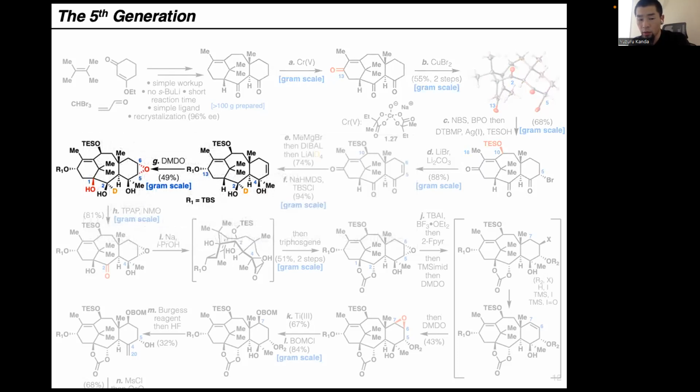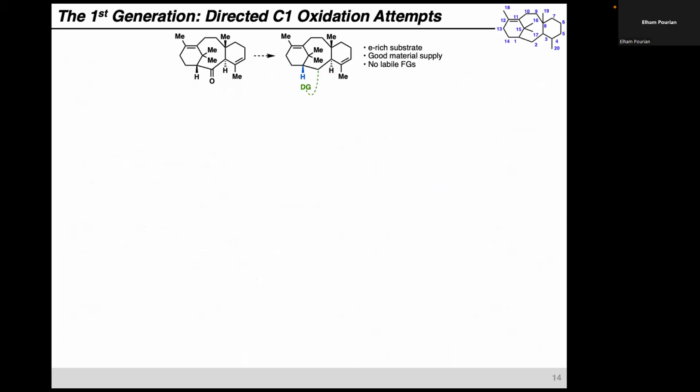Next, let's talk about one of the key steps in our synthesis, the C1 CH oxidation. C1 oxidation is one of the most challenging steps for us. This bridgehead position is quite hindered, and it is known that generation of either cation or radical at this position triggers skeletal rearrangement. So we have to be very careful and selective for conditions.